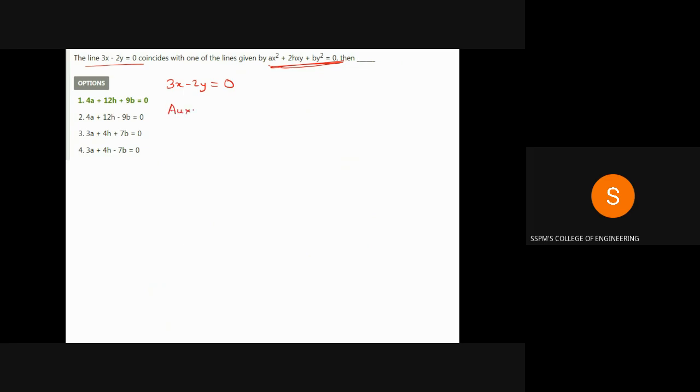So what is the auxiliary form? See here, you have to remember this. The auxiliary form of ax square plus 2hxy plus by square is equal to 0, this being the general form of the equation, is given by bm square plus 2hm plus a is equal to 0, where m is the slope of that line.